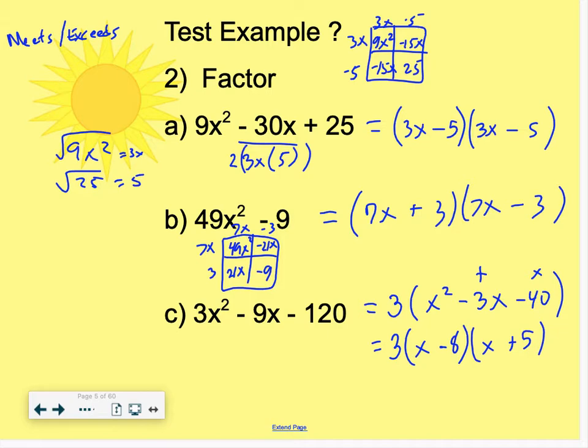By the way, I forgot to mention this. Another way to write the answer for part A is 3x minus 5, the quantity squared. So that's what the quantity squared means. You're taking something and multiplying it by itself.